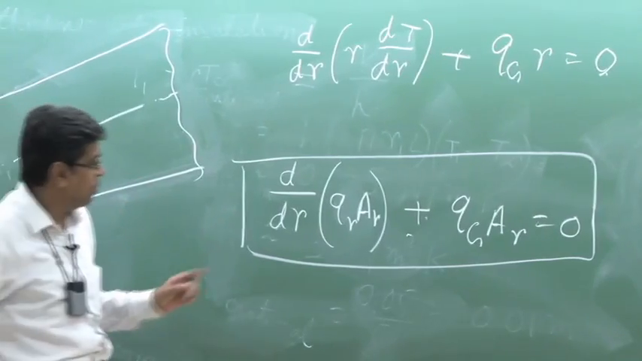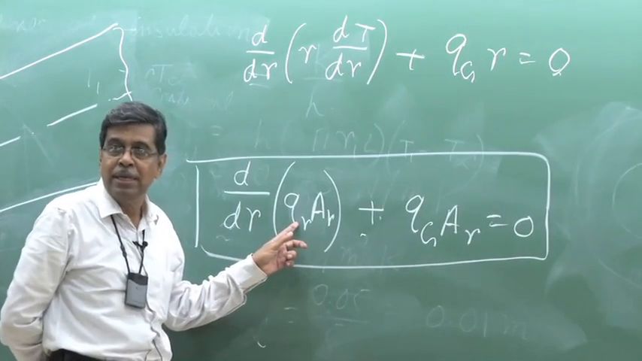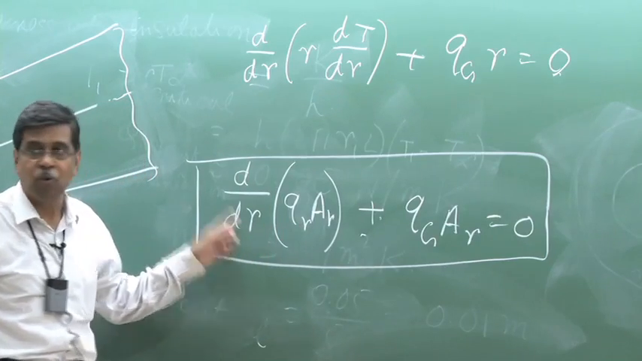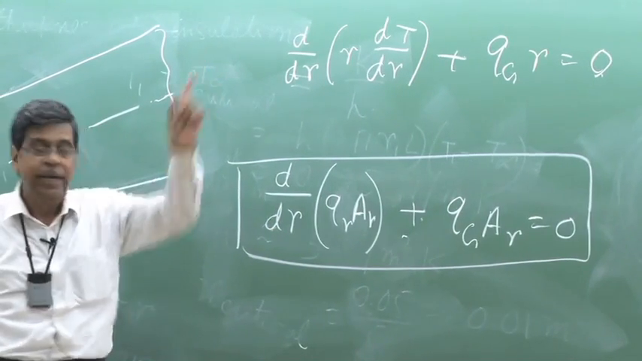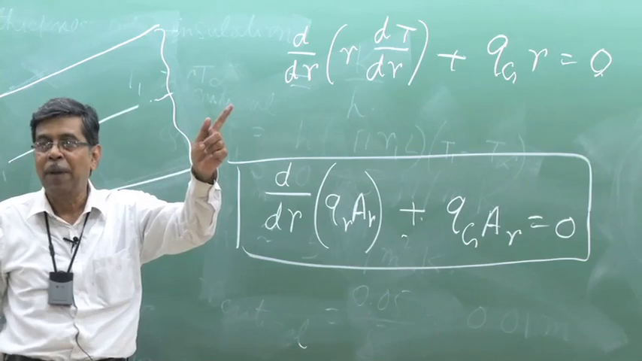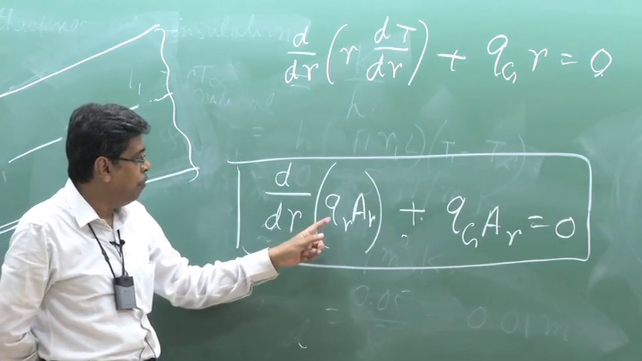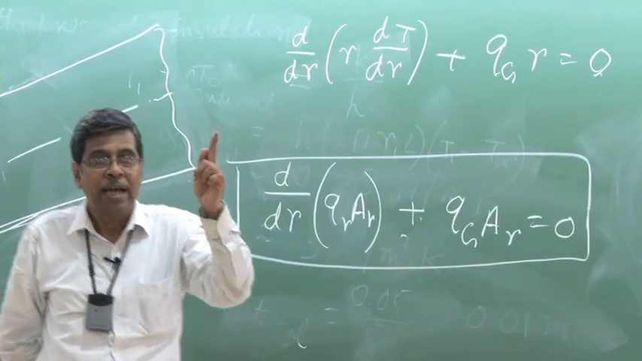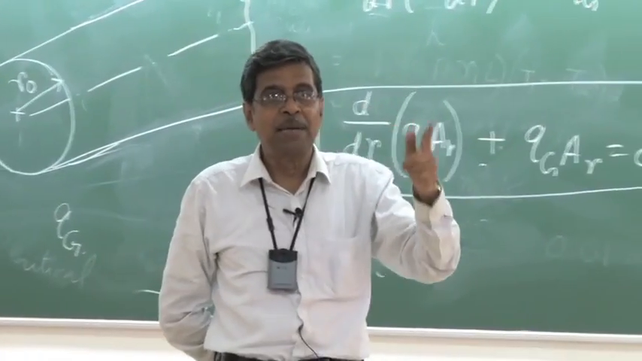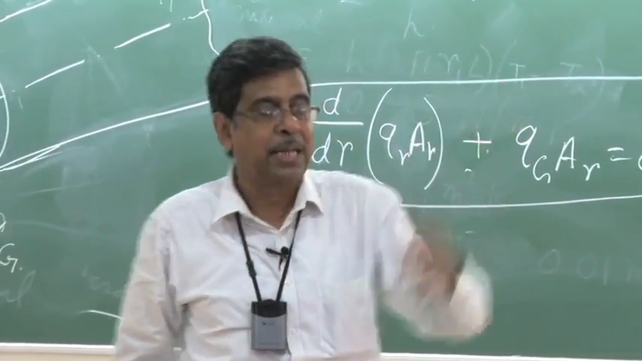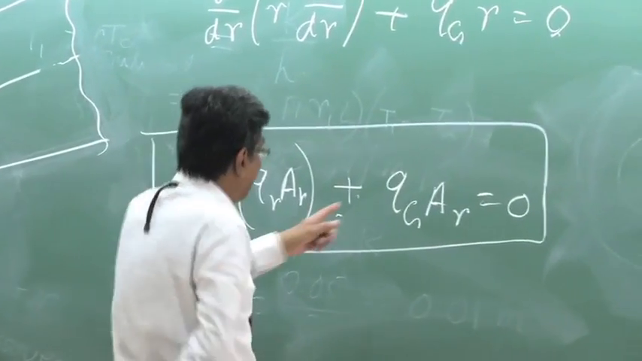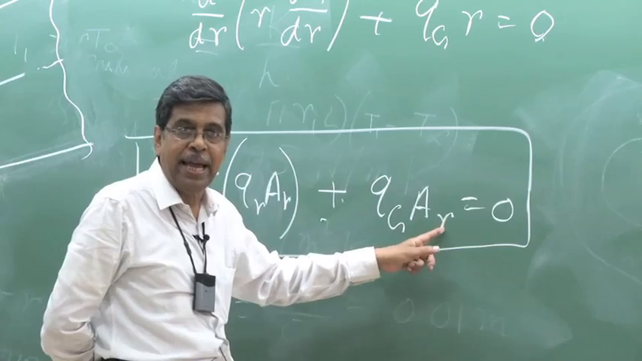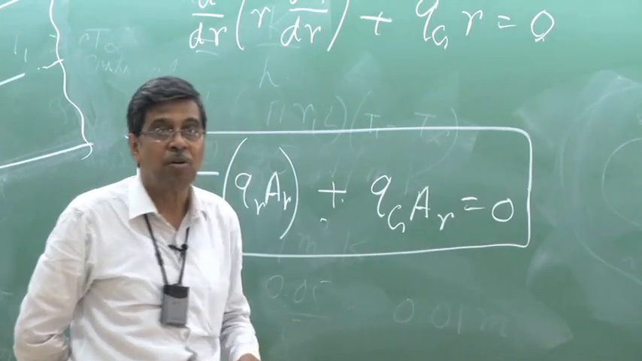I am telling you again, what is the nomenclature? This q is the heat flux per unit area perpendicular to the direction of heat flow. Here r is the direction of heat flow. If it is the x direction in a plane geometry, it is d/dx of (qx Ax). Ar is the area normal to the r direction, similarly Ax is normal to the x direction, plus the energy generated per unit volume into the area, which may be Ax or Ar, is equal to 0.